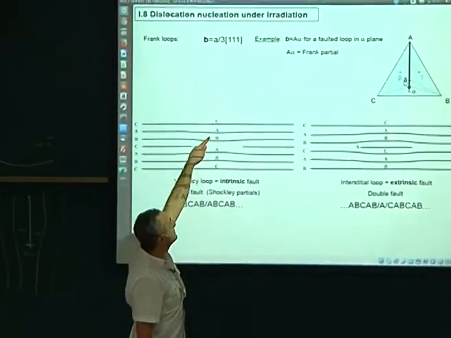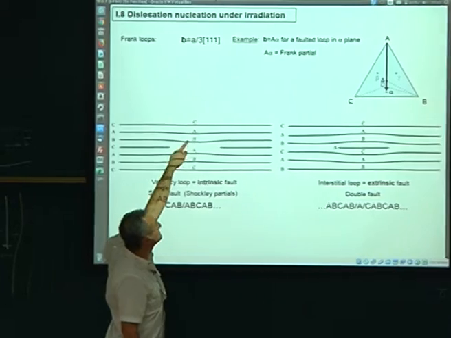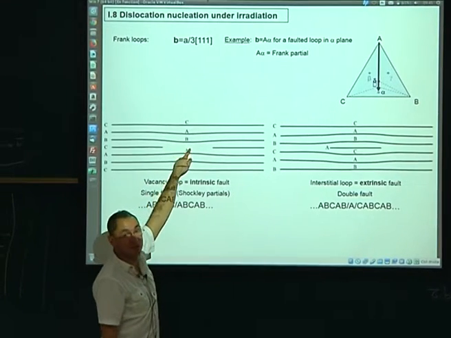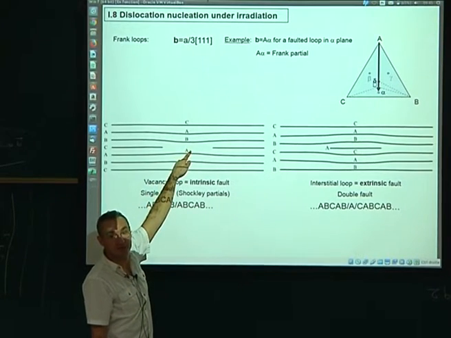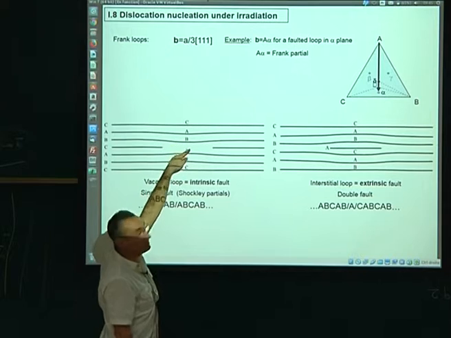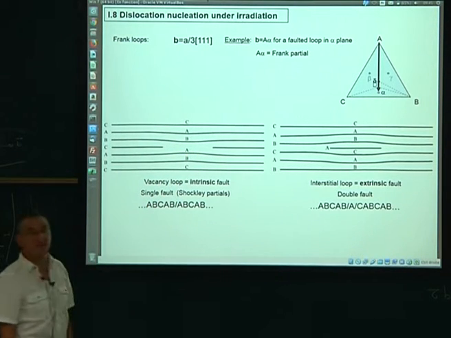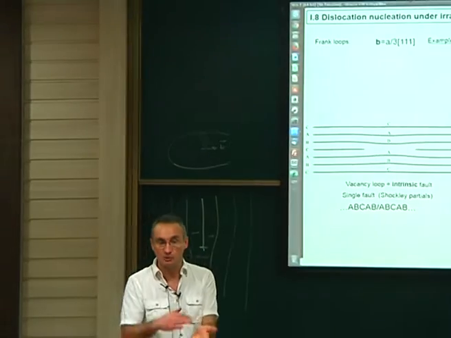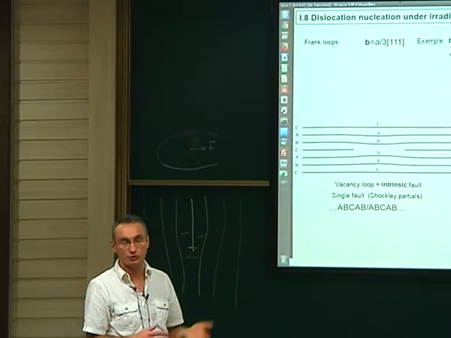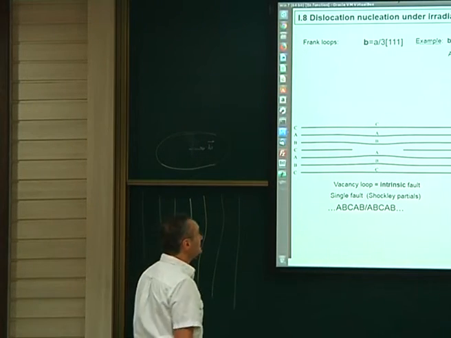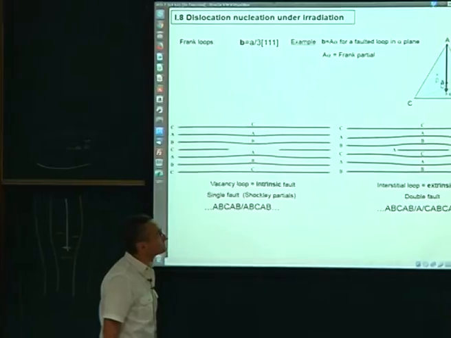And if you look, it creates an ABC. C is missing, so C is becoming A. So it's like a single stacking fault, the same thing as we saw before. So this here, a vacancy loop, is exactly equivalent to a single stacking fault, what we call an intrinsic stacking fault, the same as the one which we could get, as I showed you before, by dissociation in partials. So it's like a Shockley partial.